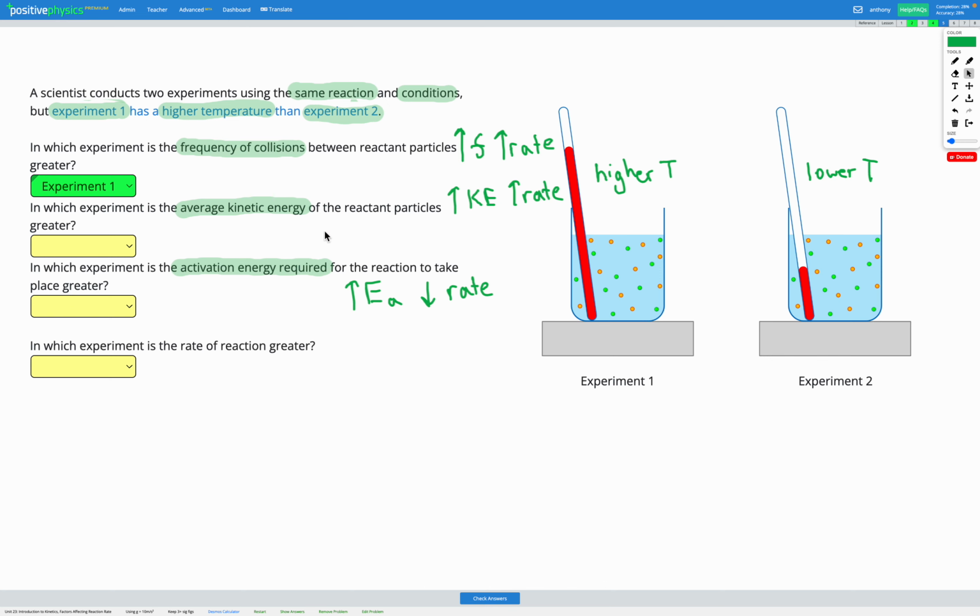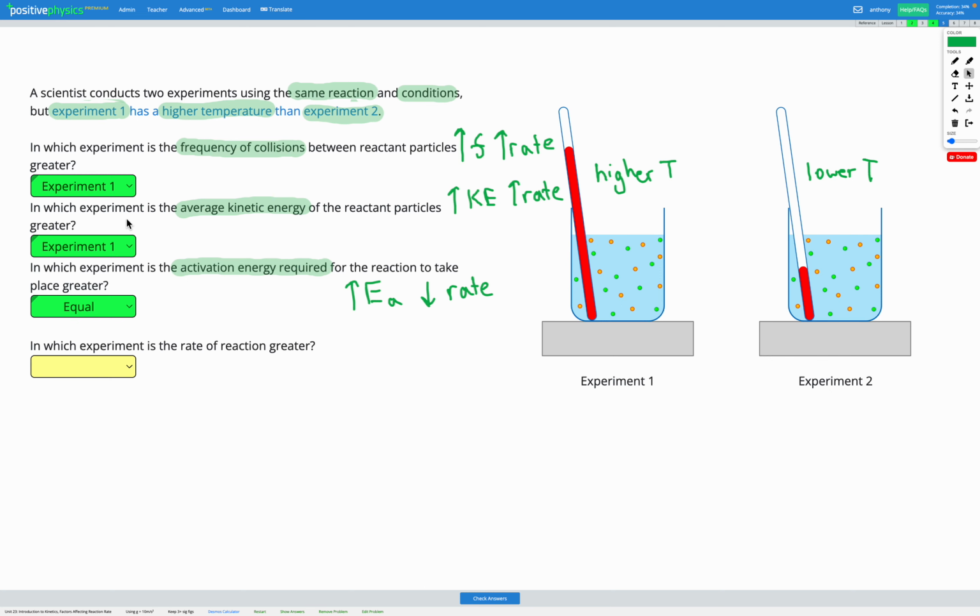Now for the average kinetic energy. That is linked directly to the temperature. Having a higher temperature means you have a higher average kinetic energy. So that's going to be true in experiment 1. Lastly, the activation energy required for these 2 experiments is going to be the same because it's the same reaction and we don't have a catalyst in either experiment. And a catalyst is what lowers our activation energy. So we're going to have equal activation energy in both of our 2 experiments here.